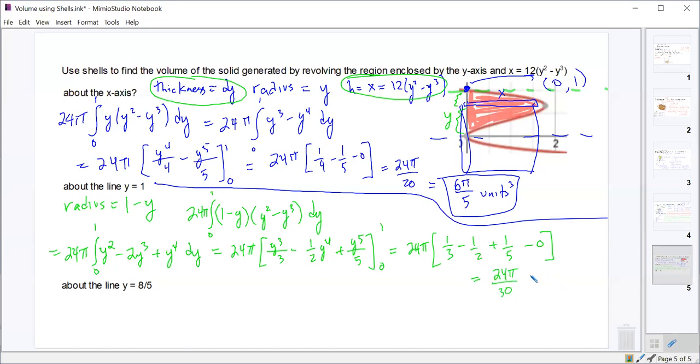So we got 24 pi over 30. We divide those both by 6. We ought to get 4 pi over 5 units cubed. Good or no? Good. Great.